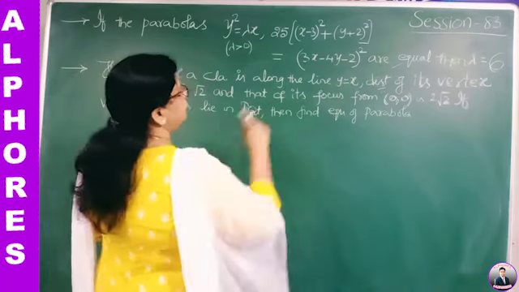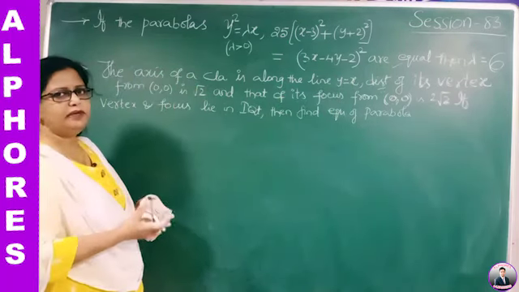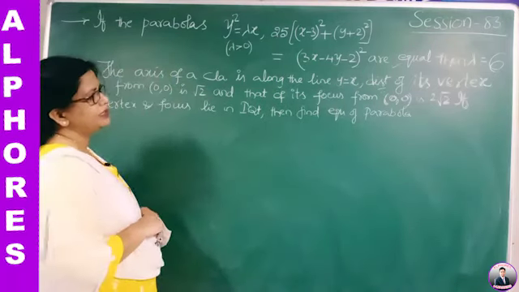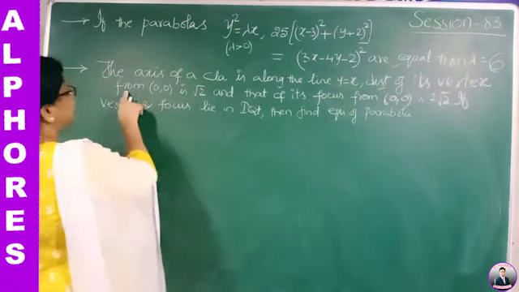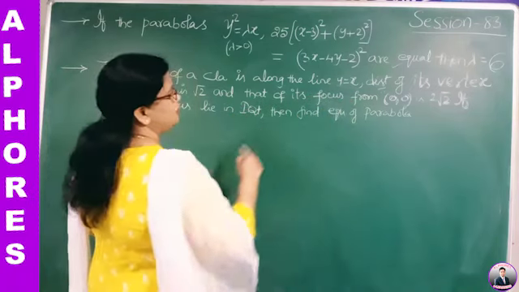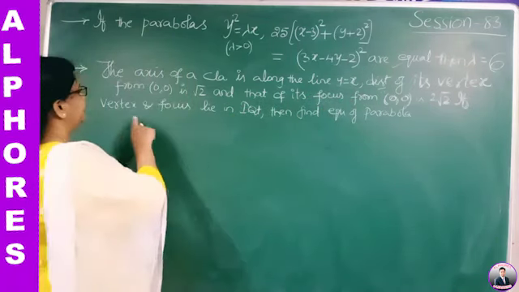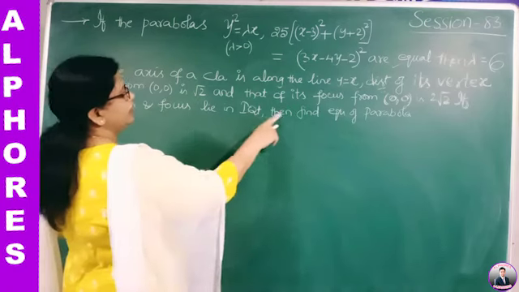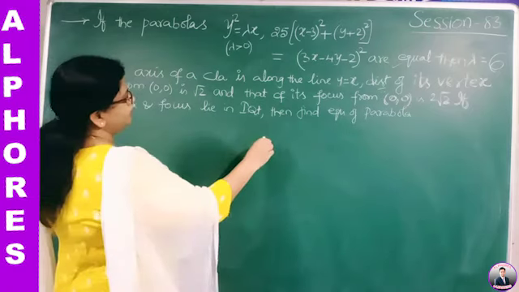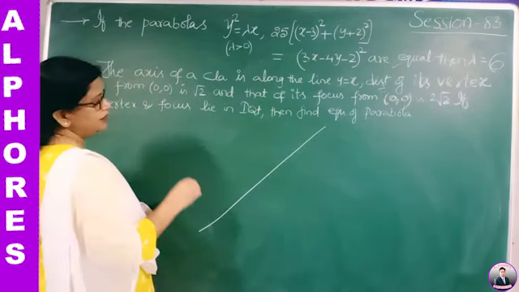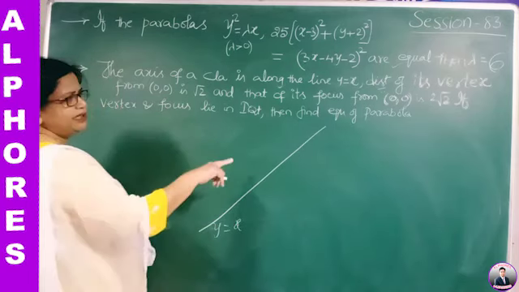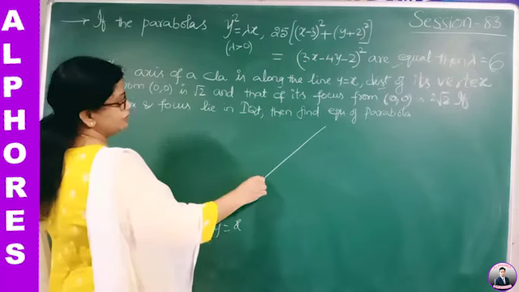Whenever a line is given, they are making our problem a little bit easy. Okay, so the axis of the parabola is along the line y equal to x, and next the distance of its vertex from the origin is root 2, and that of its focus from the same point, the origin, is 2 root 2. Then they are asking, if vertex and focus both lie in the first quadrant, find the equation of the parabola.